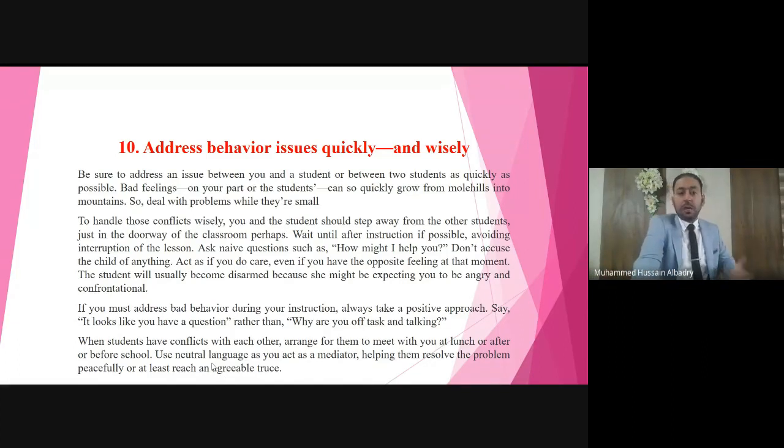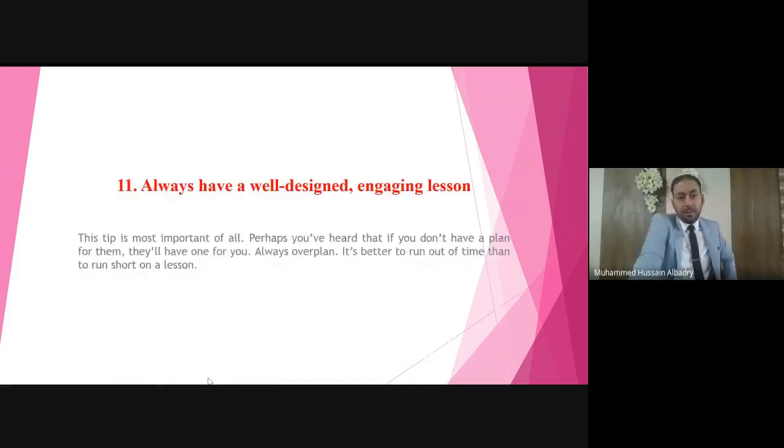Here use neutral language as you act as a mediator. يعني أنت وسيط داخل هنا، لا تميل لهذا الطرف وذاك الطرف. Help them to solve a problem peacefully or at least reach an agreeable truce. تصل هدنة متفق عليها الجميع. شوفها كلش مهمة إن شاء الله.